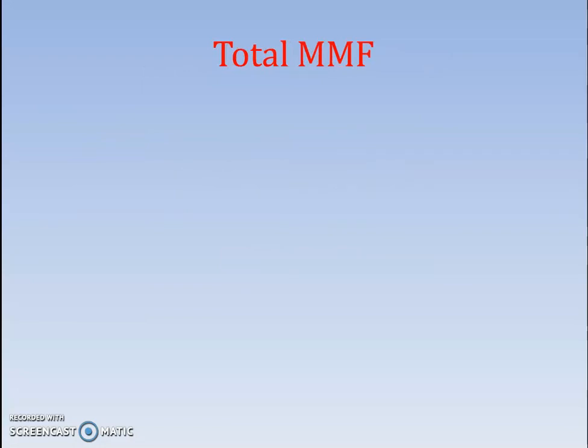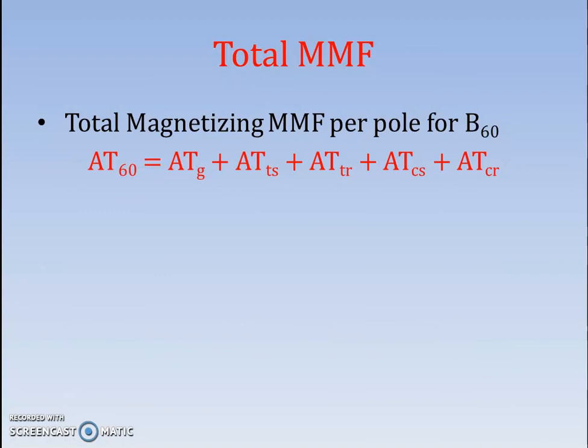So now the total magnetomotive force. The total magnetizing magnetomotive force per pole for flux density at 60 degree can be calculated as the addition of all the individual magnetomotive forces we have calculated. That is total magnetomotive force AT60, the addition of the magnetomotive force for the gap, for the stator teeth, for the rotor teeth, for the stator core, and for the rotor core.